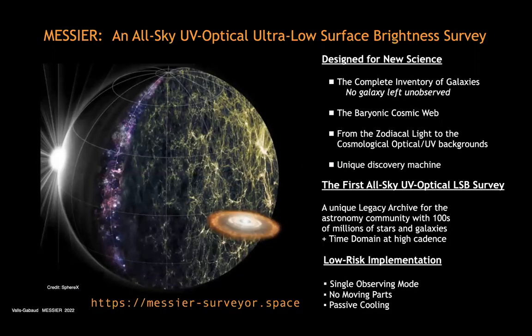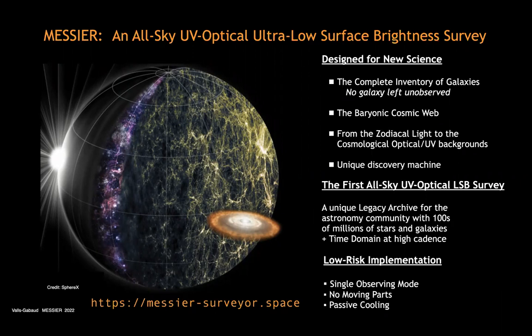So MESSIER, again, is not incremental science. It's something orthogonal to what you have been thinking so far. It has been designed to have a complete inventory of galaxies. So no galaxy will be left unobserved, well beyond the local group. We'll be detecting the cosmic web in baryonic Lyman-alpha emission, and then you can do follow-up studies in other lines, but you know where to look. And you have a wide variety of science cases going from the galactic light to the cosmological background. And again, because you're accessing 2 orders of magnitude below anything else, this will be a unique discovery machine.